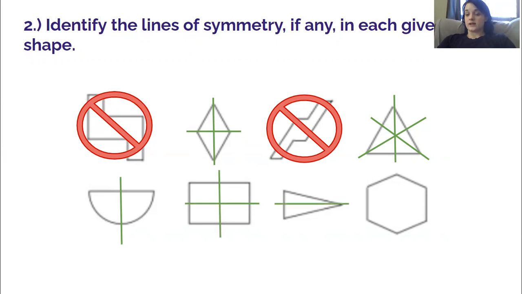Seventh, only 1 line of symmetry. There's really nothing else you can split there. And 8 has, let's see, 1, 2, 3, 4, 5, 6 lines of symmetry.